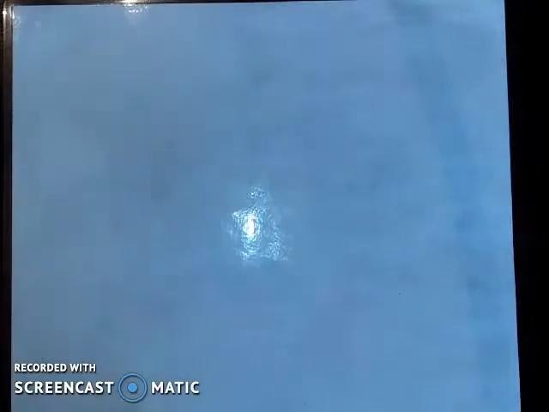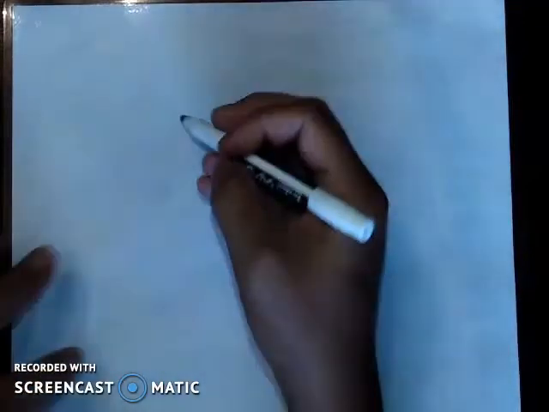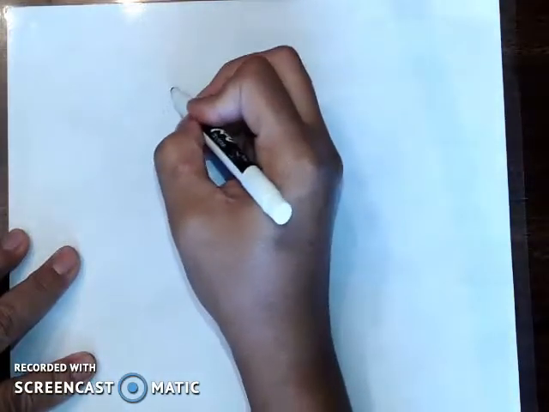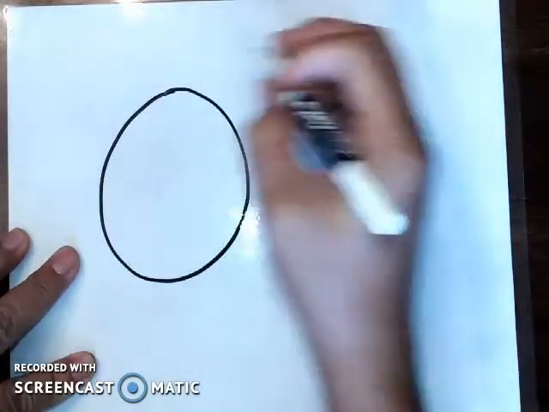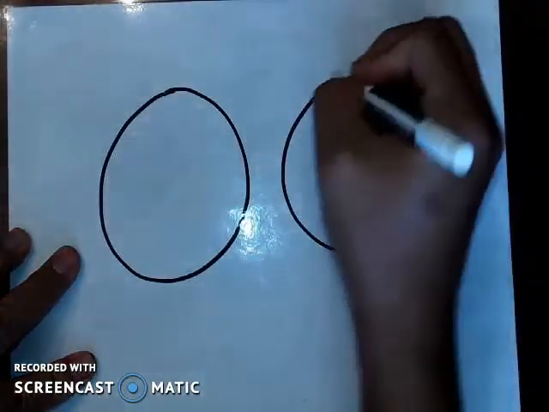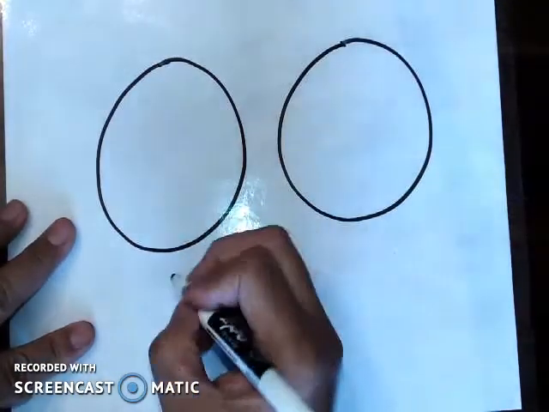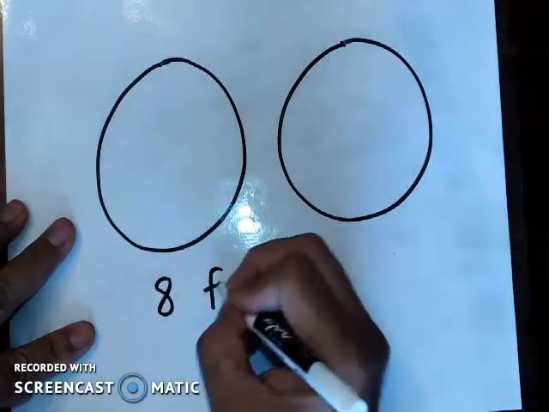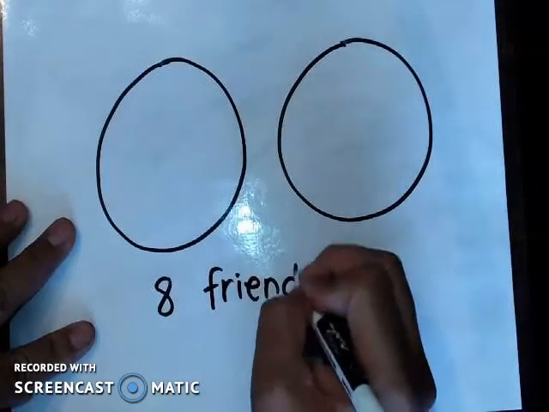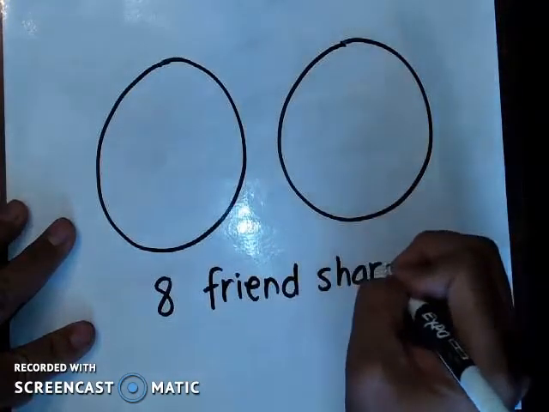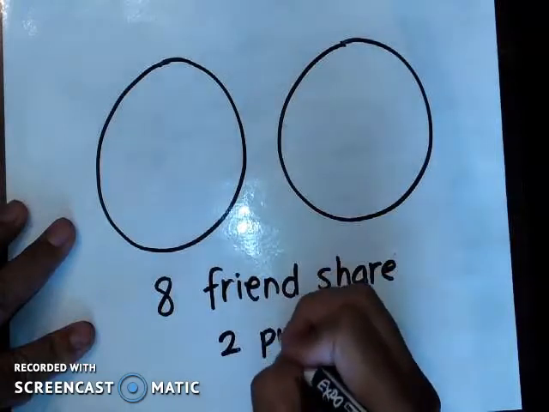Let's erase our board. And let's draw, I'm thinking of one of my favorite snacks in the whole wide world, guys. Not even a snack, it's more like a meal. I'm thinking pizzas. So let's draw 2 circles on our board here. And we're going to say 8 friends share 2 pizzas.